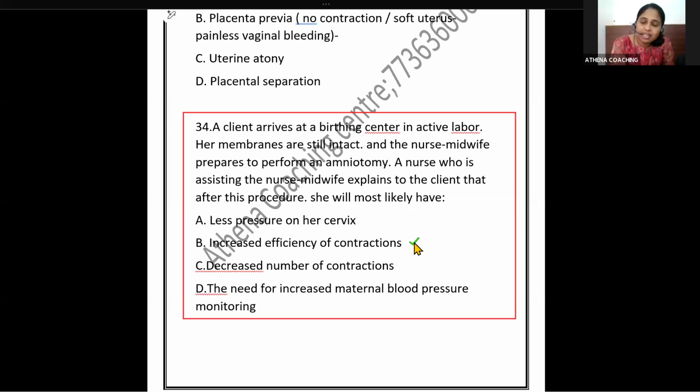Amniotomy is a procedure, but spontaneously the amniotic membrane can also get ruptured. So there is spontaneous amniotomy, and there is a procedure as well.